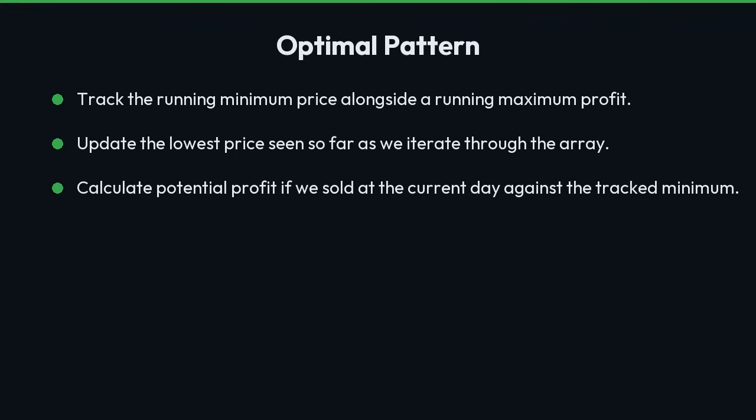The efficient pattern here is tracking the running minimum price alongside a running maximum profit. As we iterate through the array, we update the lowest price seen so far and simultaneously calculate the potential profit if we sold at the current day. This allows us to solve the problem in linear time with constant space.